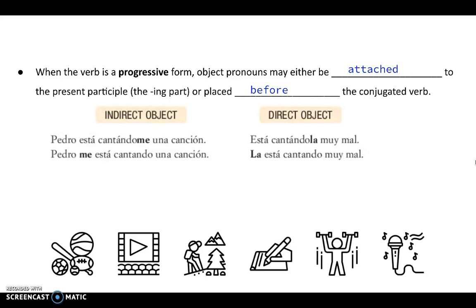So remember, the indirect object, who is he singing the song for? Me. What is he singing? The song would be la.